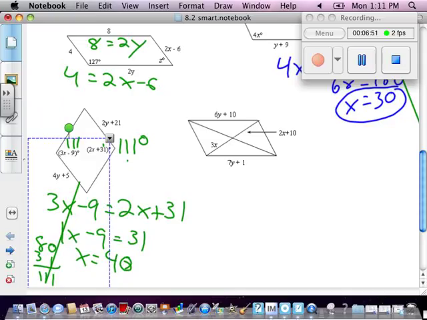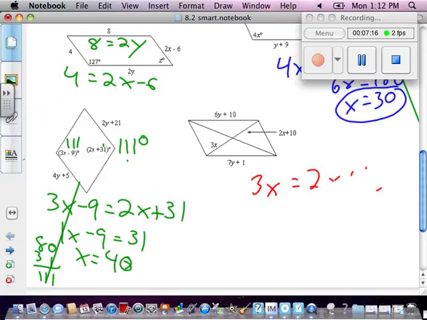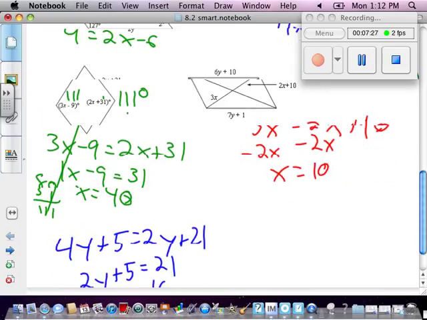All right. So, what do we do first on here? What do you want to do first, x or y? Let's do x. 3x equals 2x plus 10. How do I know that? The diagonals do what to each other? Bisect, so both sides are equal. Subtract 2x from both sides. X equals 10. Okay, and then we'll do the y's.